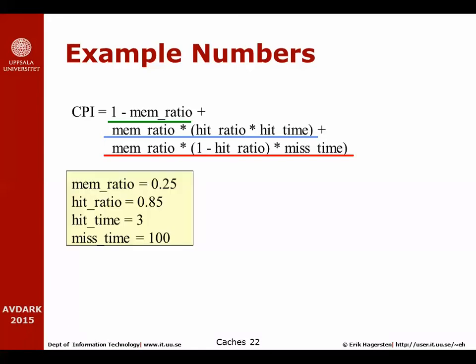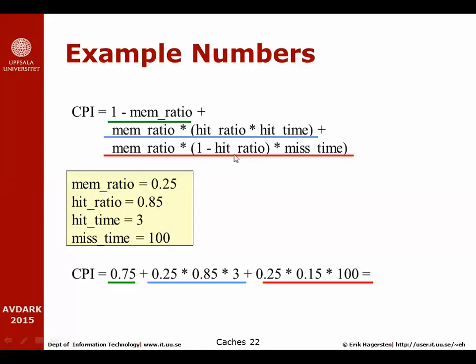And if we now plug in some realistic numbers, for the cache we designed in the previous video, we may have a hit ratio of 85%. It's typical that 1 instruction out of 4 is a memory instruction, so a memory ratio of 25% is quite common. Hit time to cache in this example we say is 3 cycles, and the time it takes to access the data if we miss in the cache is 100 cycles.